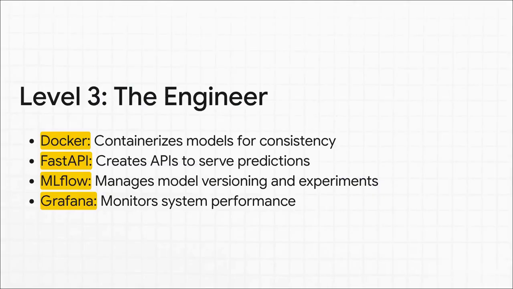And welcome to level 3, the production engineer. Now you're building end-to-end. You're putting your model in a Docker container so it can run anywhere. You're building an API with something like FastAPI so other apps can talk to it. You're using tools like MLflow to track your experiments and model versions. This is the kind of project that screams to employers that you can actually ship code, not just play around in a notebook.